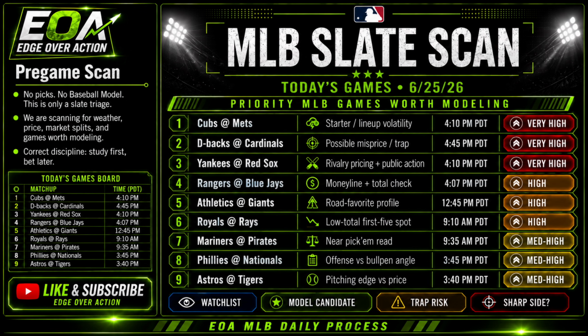Next, we have Athletics at Giants. This is a bullpen trust game. Oakland's bullpen risk is real. Oracle Park has wind questions, and full game markets can get ugly fast.